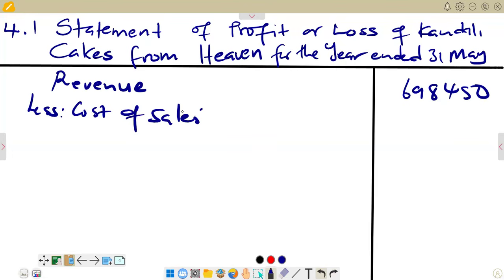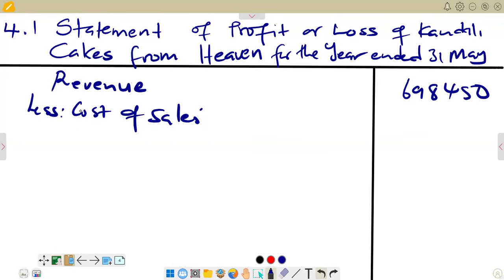On cost of sales, we are going to calculate it beneath this. Remember the formula that we use: opening inventory, add purchases. If there are any purchase returns or creditors allowances, we subtract them. Then we add carriage on purchases if it's there, and if there are customs duties, we add them. Finally, we subtract closing inventory so that we get cost of sales.